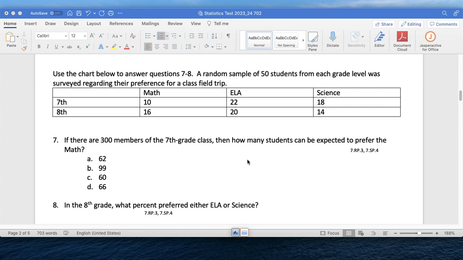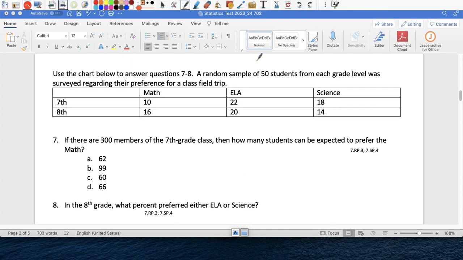7. Here is a survey. Hopefully you corrected it. There was a mistake here. This is supposed to be 50 students, right? So in the 7th grade, 10 students want to go on a field trip in math class, 22 want to go on a field trip with ELA, and 18 want to go on a field trip in science class. So question 7 says, if there are 300 members of the 7th grade class, how many students can be expected to prefer the field trip with math?